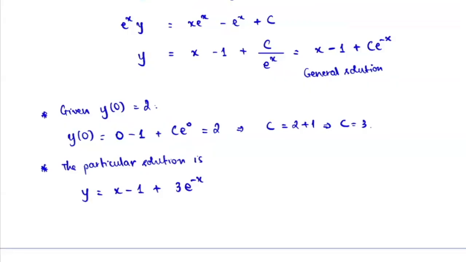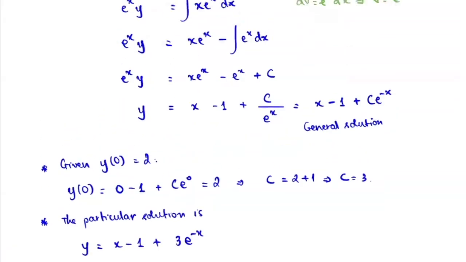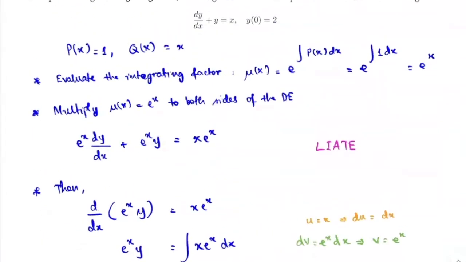Okay, so that's it for example 1. Hopefully you can clearly see the procedure. Always identify if the differential equation you're working with is of the form dy/dx plus p of x times y equal to q of x. In this case, p of x is equal to 1 and q of x is equal to x. Then you follow these steps.